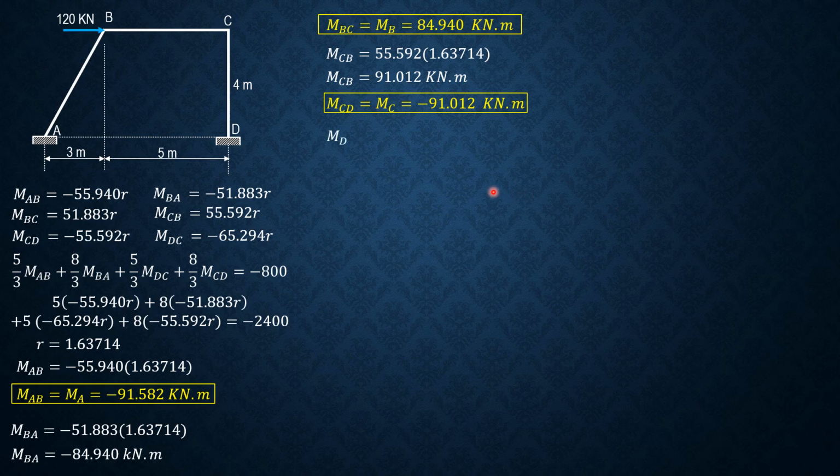And finally, MDC, which is negative 65.294 of R. MDC is negative 106.895 kilonewton meter. So MD is positive 106.895 kilonewton meter. So that's it for this problem.